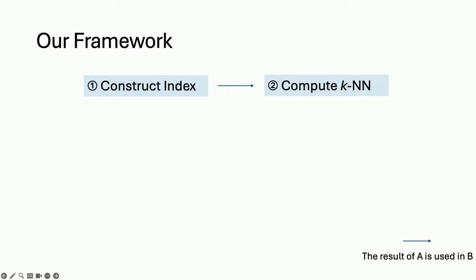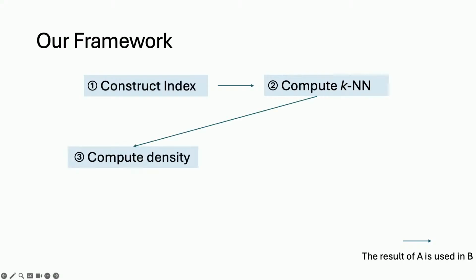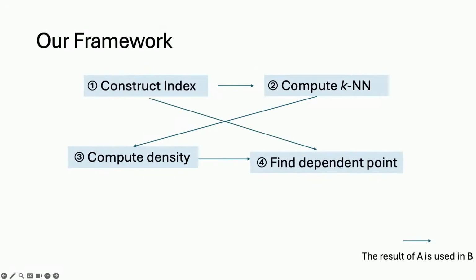OK, so in our framework, the first step is we're going to construct some index. And this index is a data structure that can be used to efficiently find nearest neighbors. So this could be something like a KD tree if you're working with low-dimensional data. If you're working with high-dimensional data, you can use something like a graph-based approximate nearest neighbor search index, which has been quite popular in practice. We're going to use this index to compute the k nearest neighbors of every point. Using the k nearest neighbors, we can now compute the density of every point.